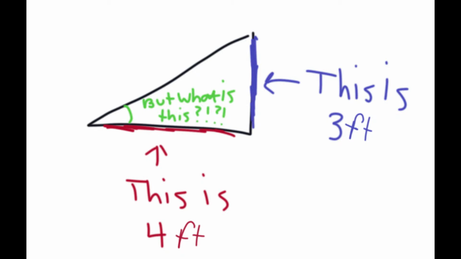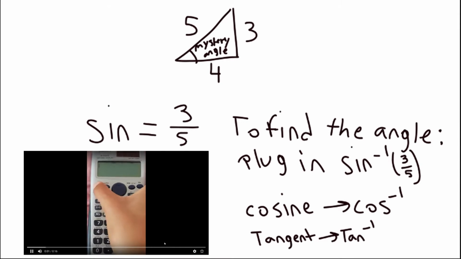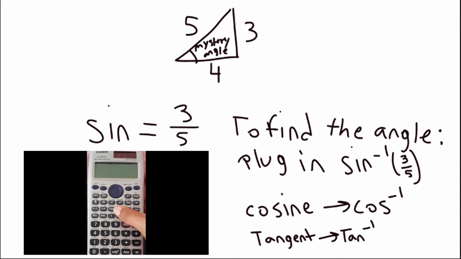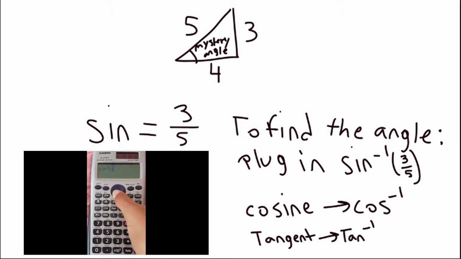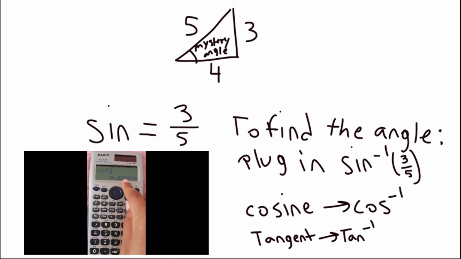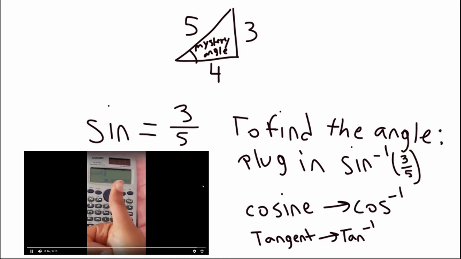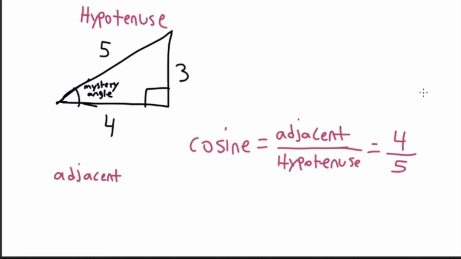Sine is the ratio of the length of the side opposite the angle in question over the length of the hypotenuse. Thanks to the Pythagorean theorem, we know that the hypotenuse is always going to be the longest side of a right triangle. To find the angle using sine, you would plug the numbers into the sine ratio and then input into the calculator inverse sine to convert the ratio into an angle. You would use inverse cosine and inverse tangent to find the angle measurements using cosine and tangent.